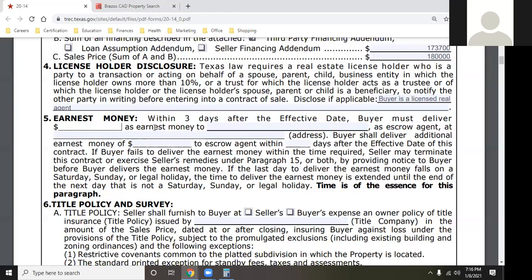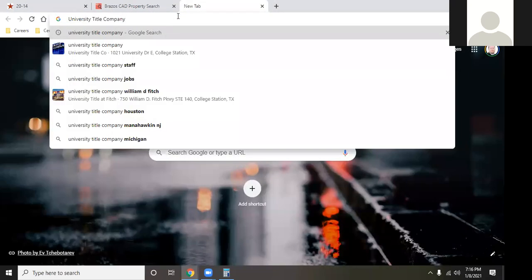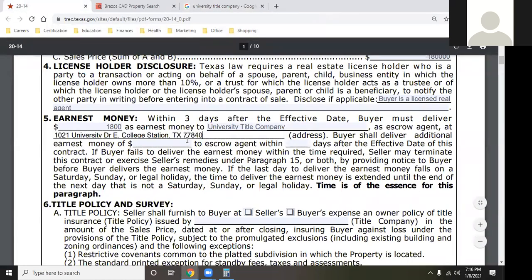Now, what do we say the best idea for earnest money should be? 1%. Mr. Grossman, what's 1% of $180,000? $1,800. And so 1%, he's using university title company. Now what you do is you come over here to university title company, you find their address, you copy it, and you put that address right there. In this situation, we're not going to give any additional funds, so I'm filling that out. We're doing just a flat $1,800.